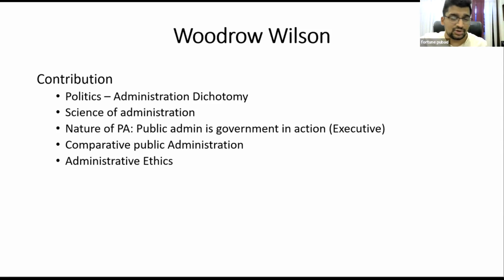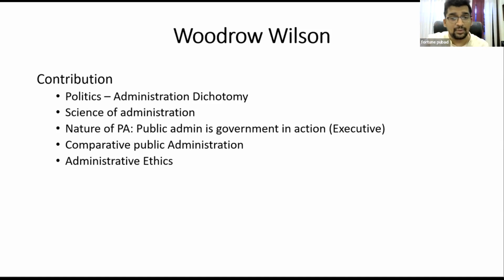So politics-administration dichotomy, science of administration, nature of public administration: he believed it is government in action, the executives. It was criticized because he failed to understand that public administration includes both policy formulation and policy implementation. Whenever you study contributions, you're not going to study all ten. Write or study five, maximum five, because for a 10 marker or a 15 marker, five points on one side is enough. On the other side, you can write the criticisms.